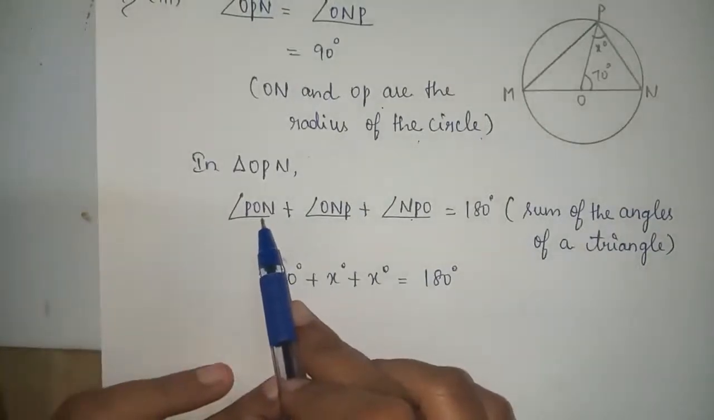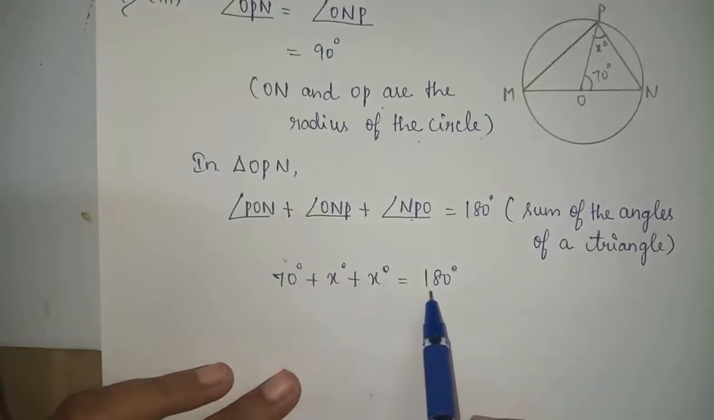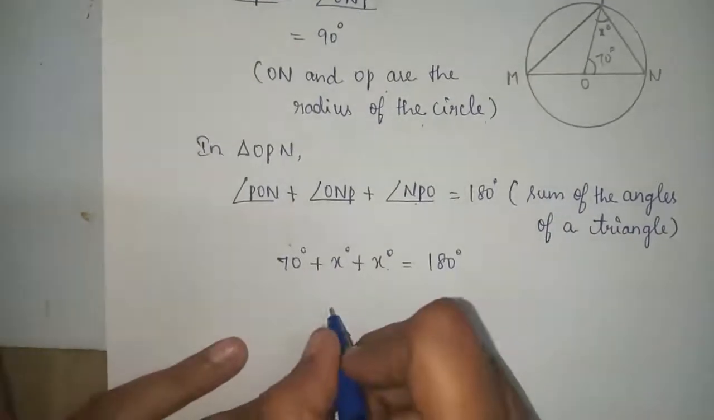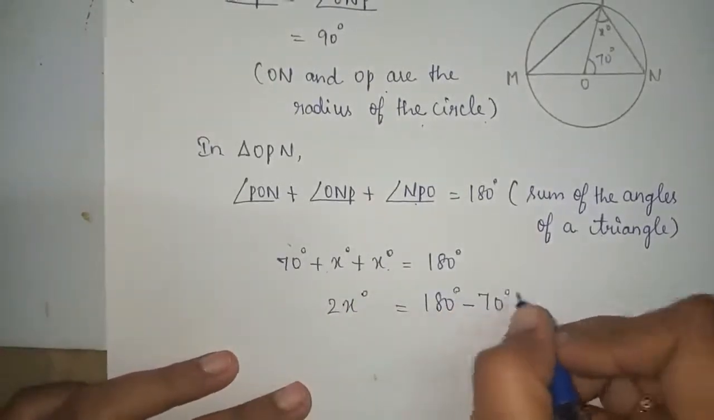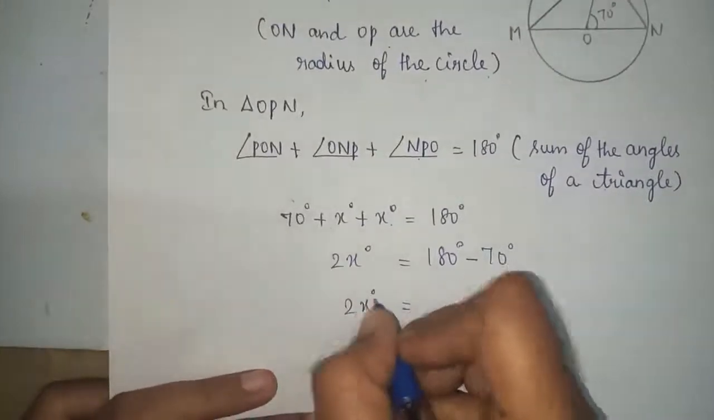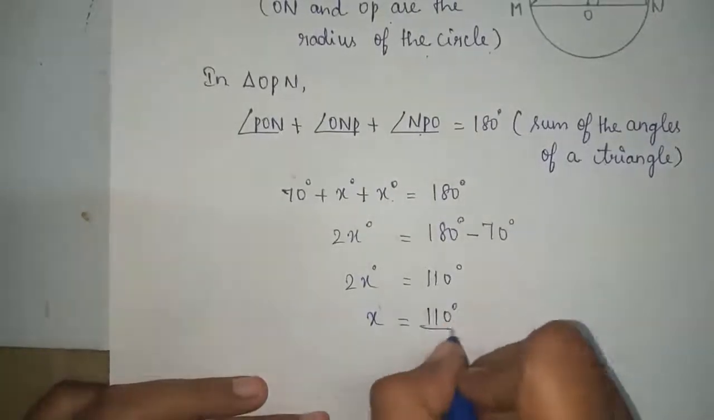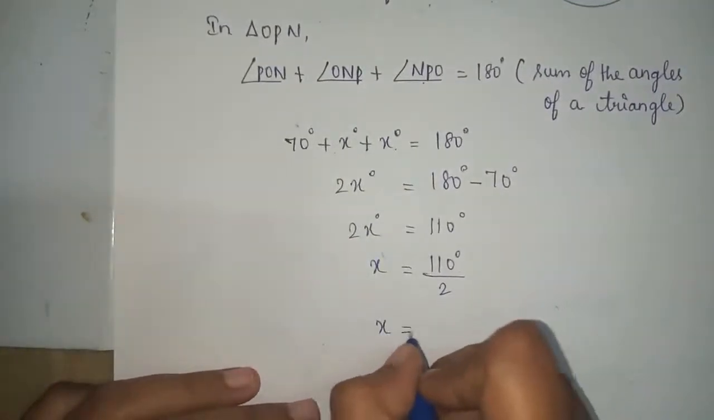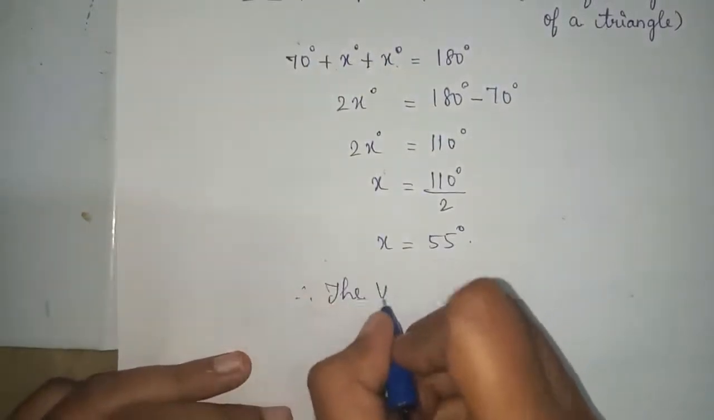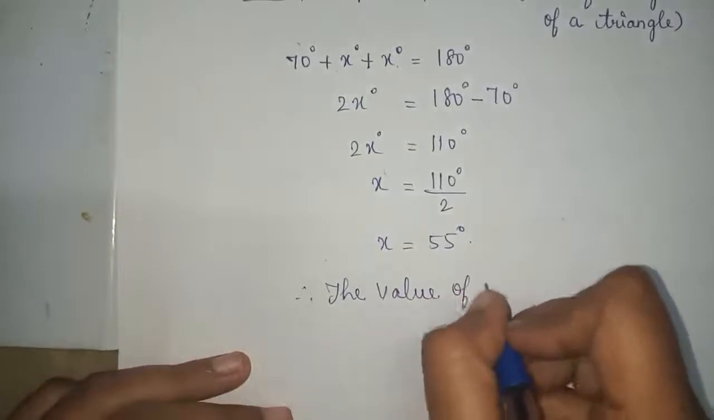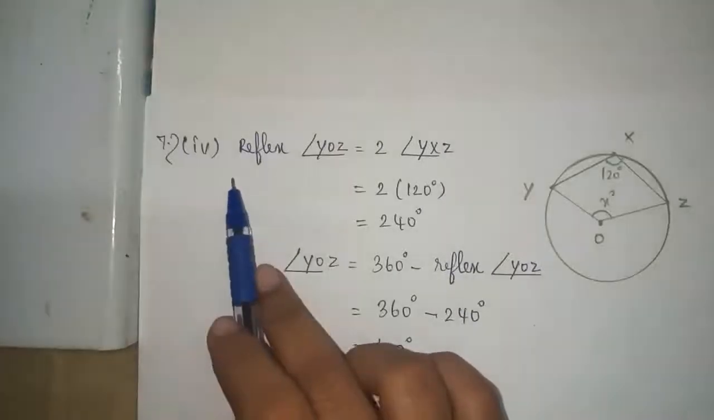Angle PON is nothing but 70 degree plus x degree plus x degree is equal to 180 degree. So 2x is equal to 180 minus 70. 2x degree is equal to 110 degree. x is equal to 110 degree by 2. Then x is equal to 55 degree. Therefore, the value of x is equal to 55 degree. Problem number 7, fourth subdivision.